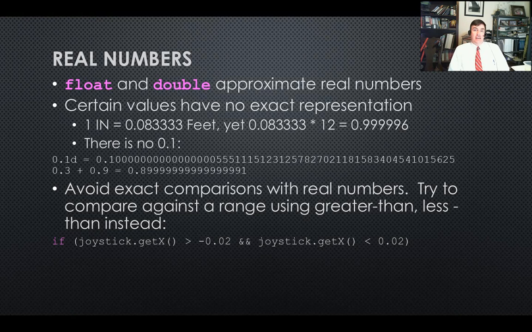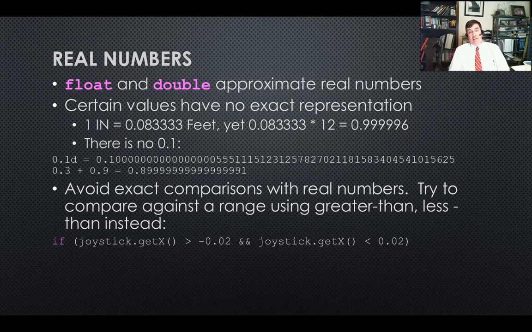I don't get 0.3 plus 0.9, I don't get 0.9. I get 0.89999999999. What that means is if you compare real numbers with an exact comparison, it won't work the way you think it does. So don't do that. Whenever you want to compare, use a range. A range would be greater than or less than.